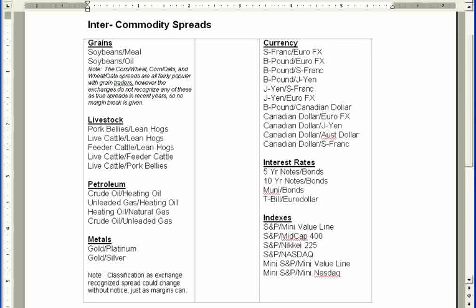We look at the grains. We've got soybeans versus soybean meal. The relationship there is obvious. Soybeans versus soybean oil. You'll notice that a couple popular spreads that you've heard referred to a lot aren't on there, like the corn-wheat spread. That's because that's not recognized by the exchanges anymore, right? Right. That is no longer an exchange-recognized spread.